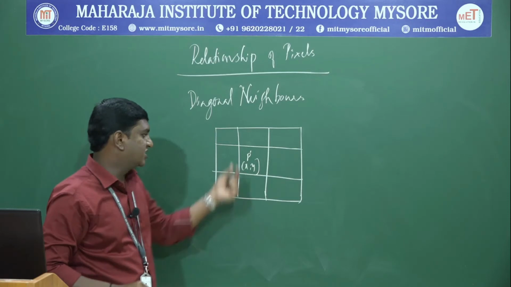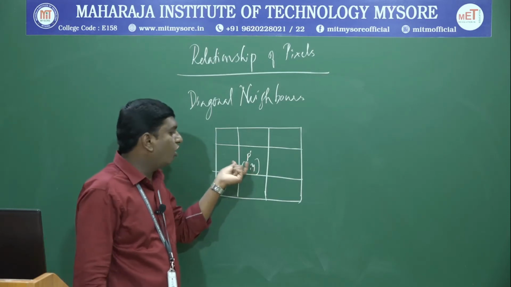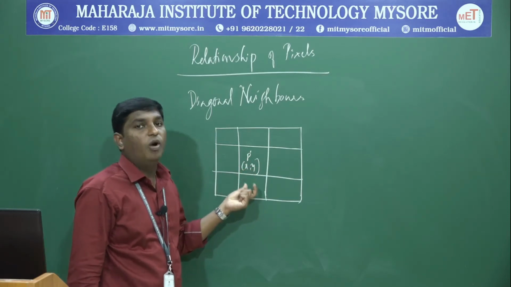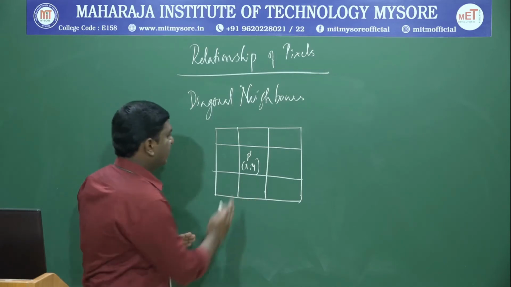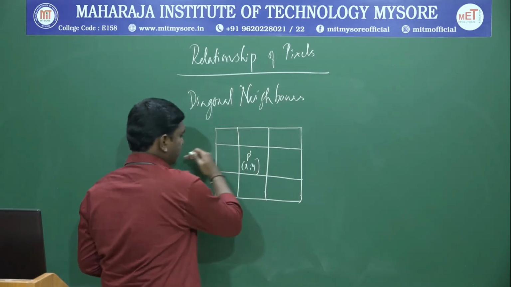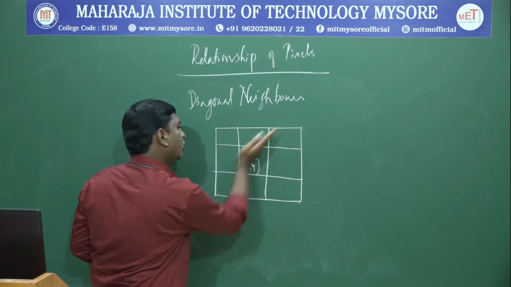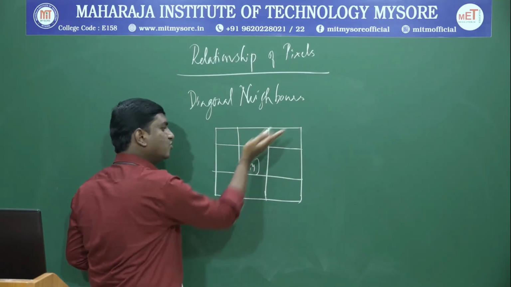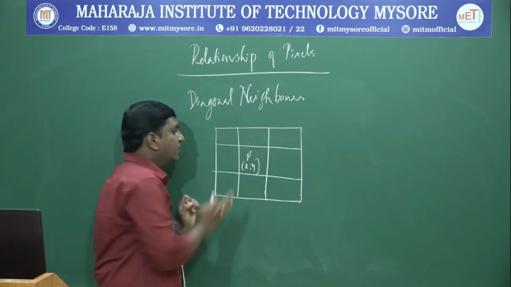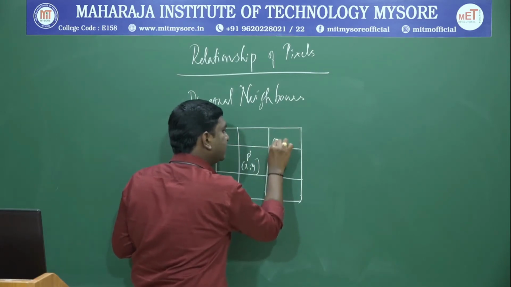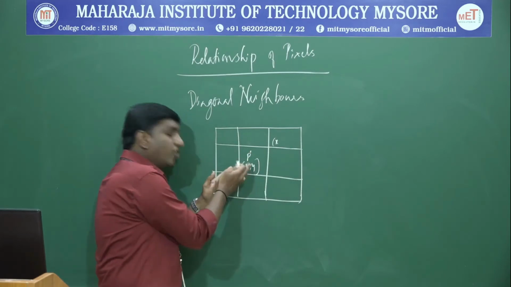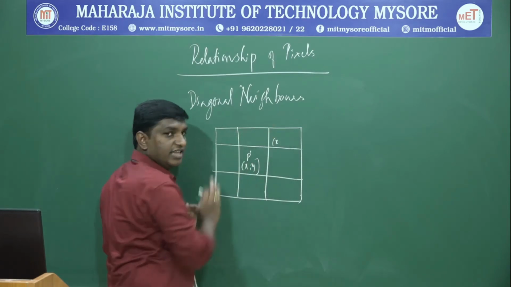So this is a pixel P under consideration. Its coordinates are x comma y. What are its diagonal neighbors? See, if this is your north, south, east and west, and northeast, if you go towards this direction, you are able to find the pixels which are neighbors to this P. So this one is a neighbor of this pixel and it is diagonally available.